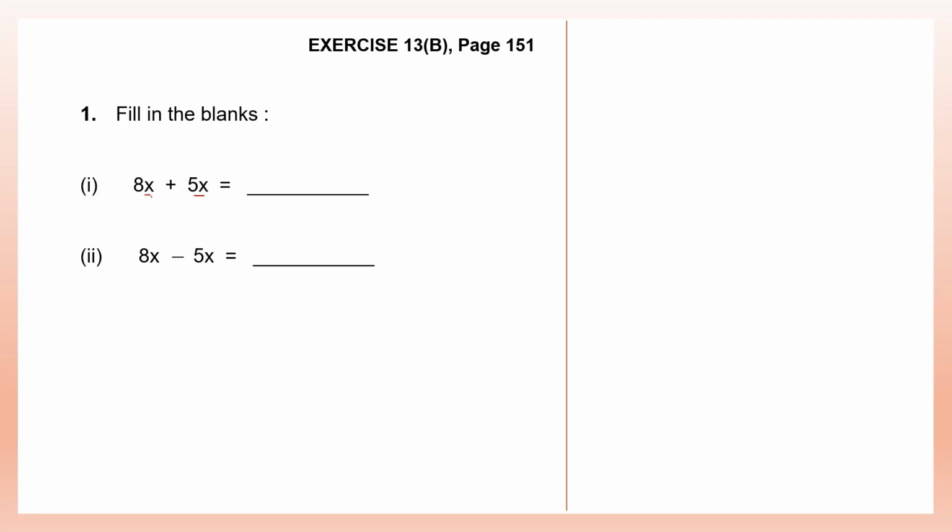So let's take up question 1. I have 8x plus 5x. How do I add this? I'm going to take only the numerical coefficient first, that is, only the numbers 8 plus 5, and I write the literal coefficient here. Now let me add this up. 8 plus 5 is 13x. So I have added up the two terms and my answer is a single term, because I have added like terms. Let's do subtraction.